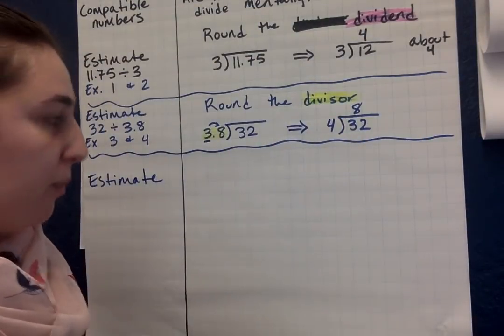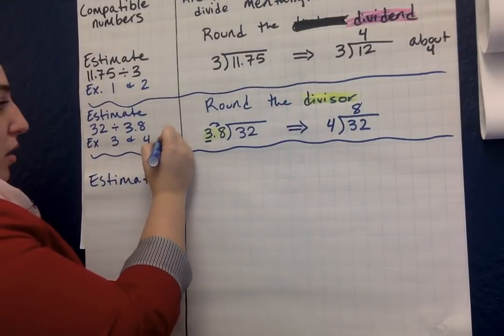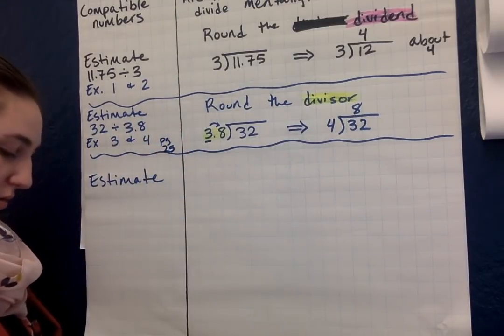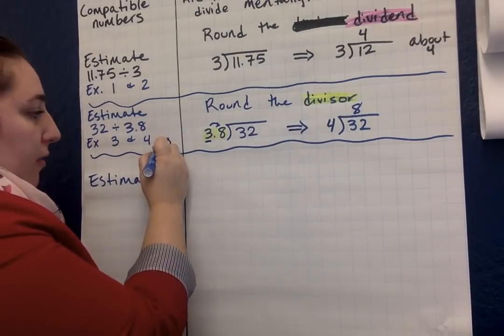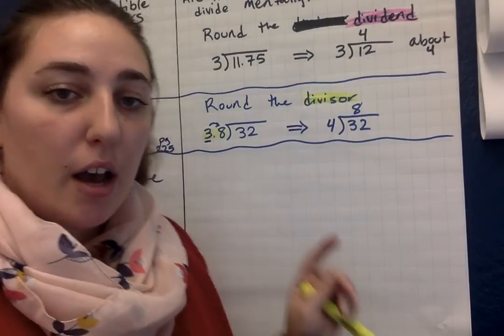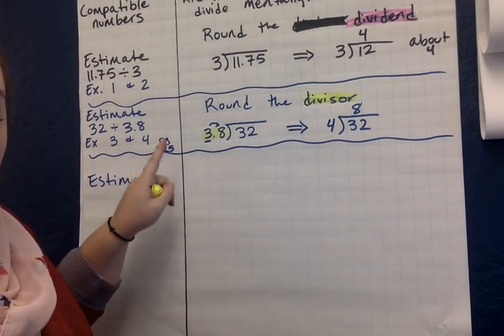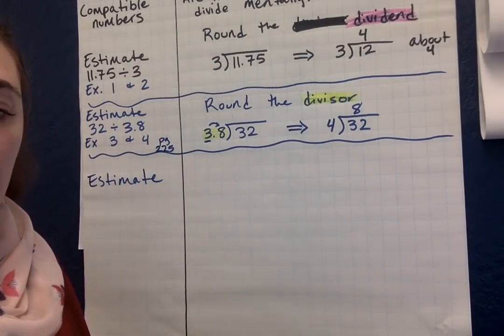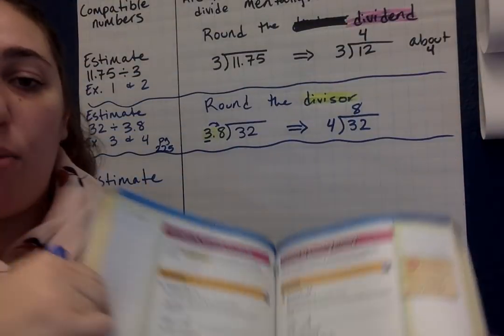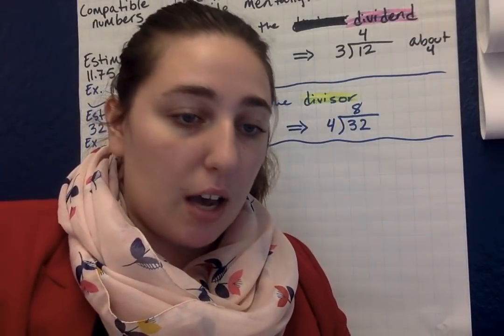Okay, and I'm also going to put the page number here, so page 224, 225. Okay, so if you want more practice on estimating the divisor or estimating the dividend, okay, go to these pages. So page 224 and page 225 if you want more practice. I would also do the got it problems.